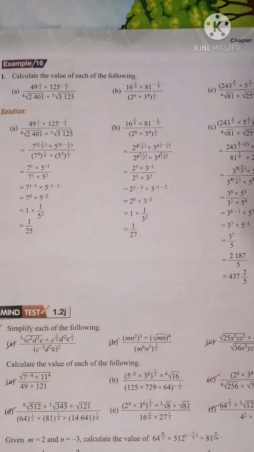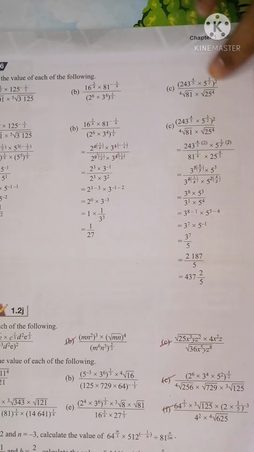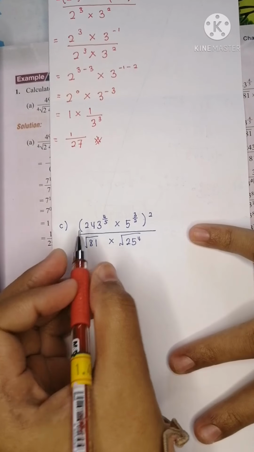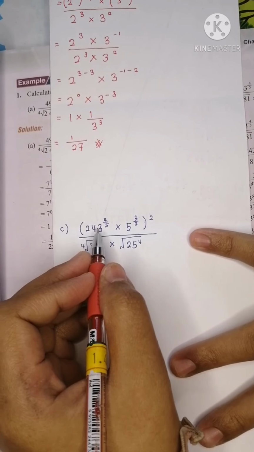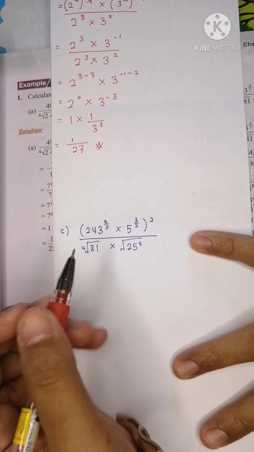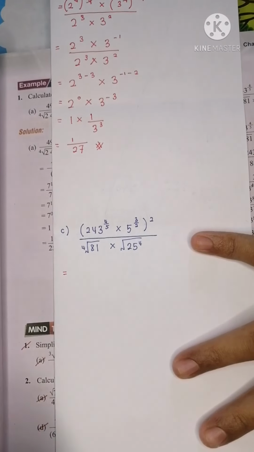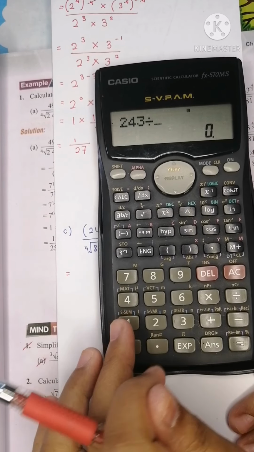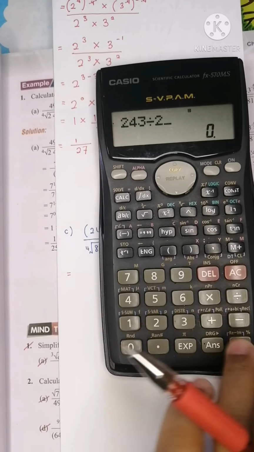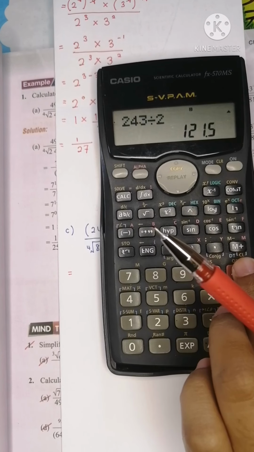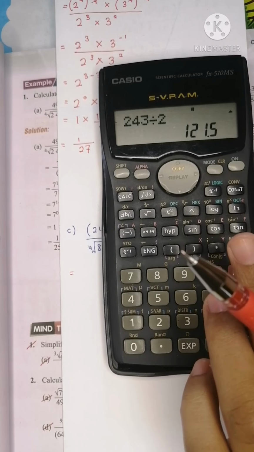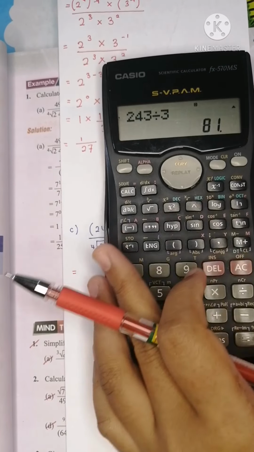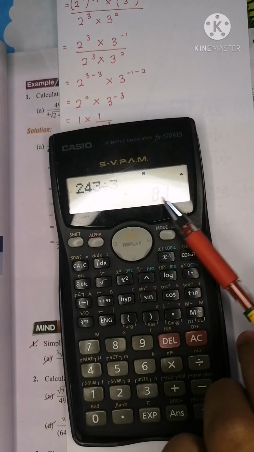Now look at C. For C, this one is 243, so we can make it into a smaller base. What should you do? You divide 243 by any possible number. We start with 2 first. We got a decimal, so it is not suitable. 243 cannot become base 2. So 243 divided by 3. Yes, 243 divided by 3, you get a whole number.